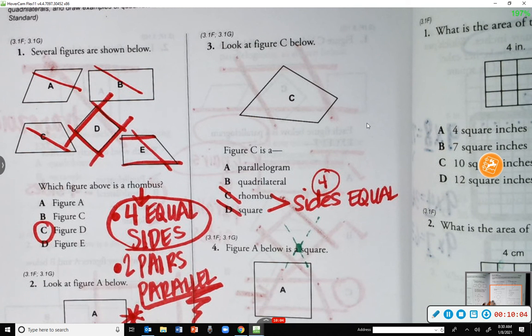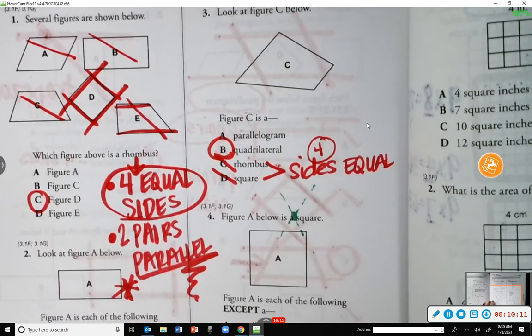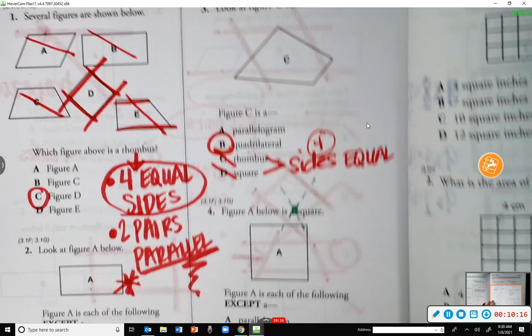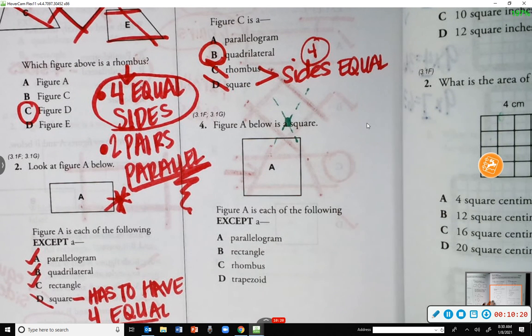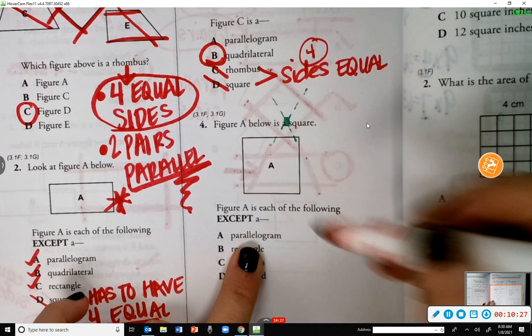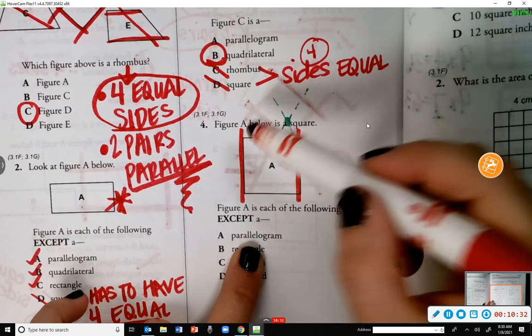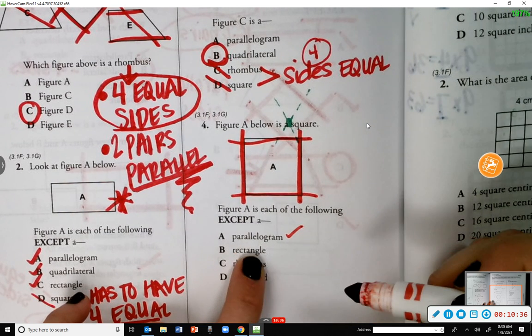Is it a quadrilateral, class? Yes, because it has 4 sides, so it's B. Number 4. Figure A below is a square. Figure A is each of the following except what? Which one did y'all pick? Can it be a parallelogram? Yes, because the opposite sides are parallel. These are parallel to each other, and the top and bottom are parallel to each other. So it is a parallelogram.